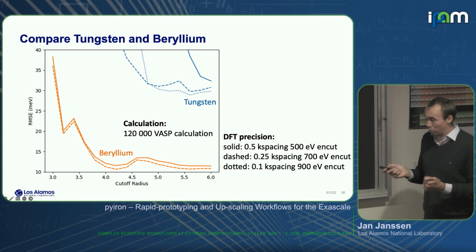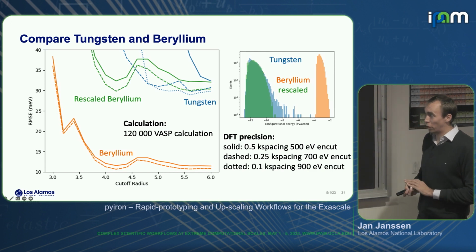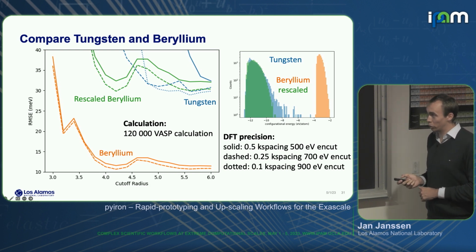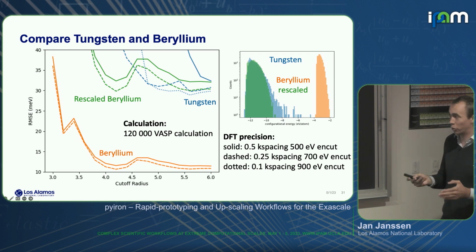But what we realized, maybe more by accident, was if we look at the distribution of our configuration energy per atom, and we compare this for tungsten and beryllium, we see that the distribution for beryllium is much more narrow than the one for tungsten.